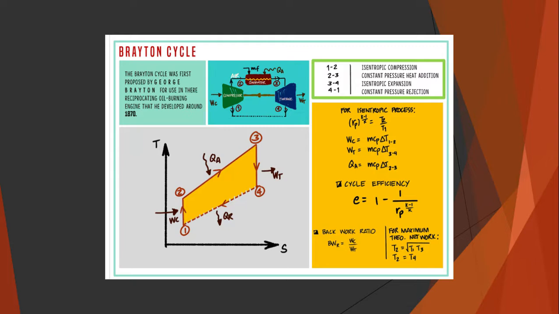Yan. And ang ating cycle efficiency is equals to E is equals to 1 minus 1 over R sub P raised to K minus 1 over K. Yan. So, ang ating backwork ratio is equals to W sub C divided by W sub T. At saka for maximum theoretical network is temperature 2 is equals to the square root of T1 multiplied by T3. Yan. So, also equal din siya sa T2 equals T4. Yan. So, next.